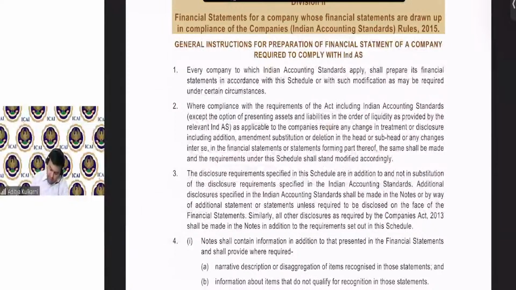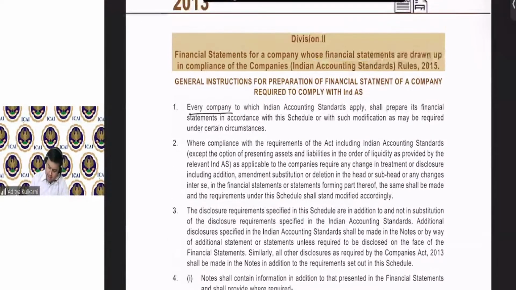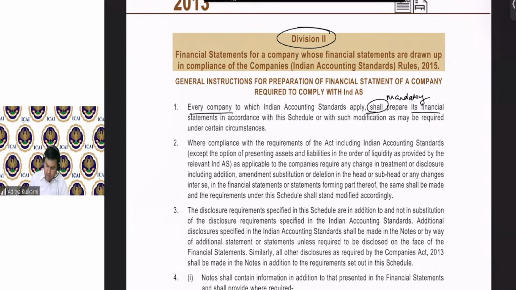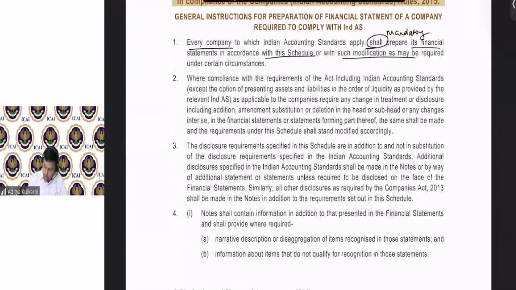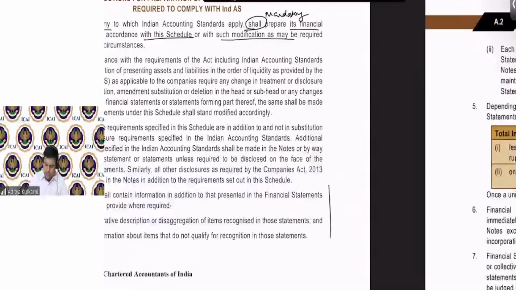So every company to which Ind AS is applicable, this is Division 2, which applies to Ind AS applicable entities, shall prepare its financial statements. Shall means mandatory. Its financial statements in accordance with this schedule or with such modification as may be required in certain circumstances. Okay, so that is there. Notes, what all is there, you can just go through, nothing major.